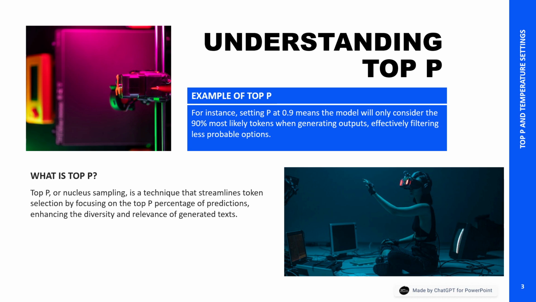So here we are understanding top P. An example of top P is, for instance, setting P at 0.9 means the model will only consider the 90% most likely tokens when generating outputs, effectively filtering out less probable options, right? Hopefully you are able to understand now what top P is doing.